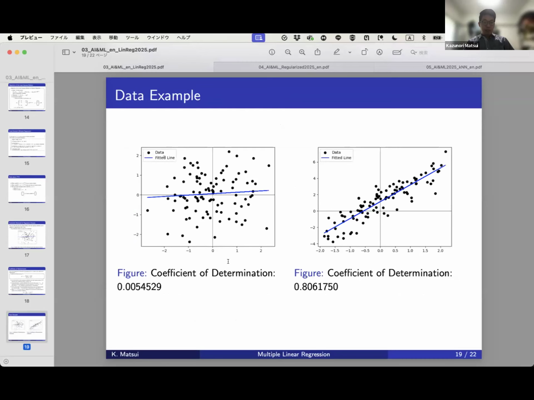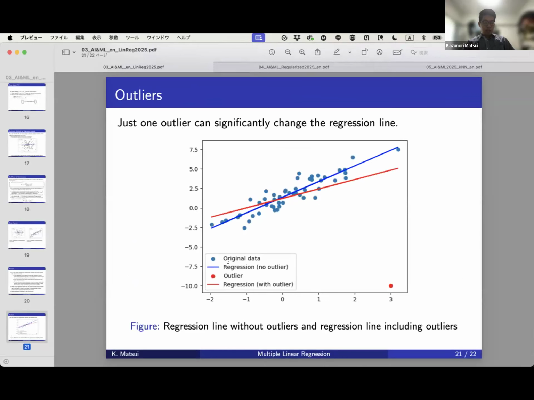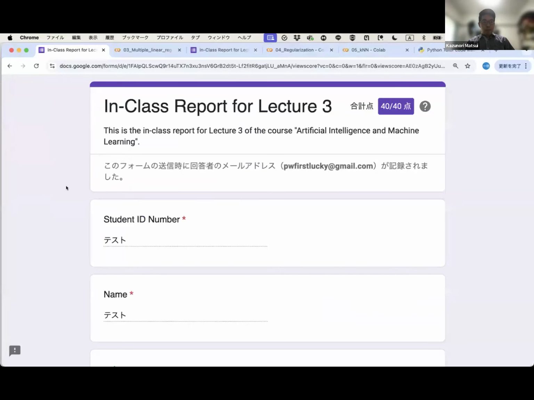Despite the term explanatory variable, they do not necessarily explain the objective variable well. We cannot determine if there is a causal relationship with this method alone. We also talked about how outliers can easily affect the results. So, the in-class report for lecture 3 looks like this.